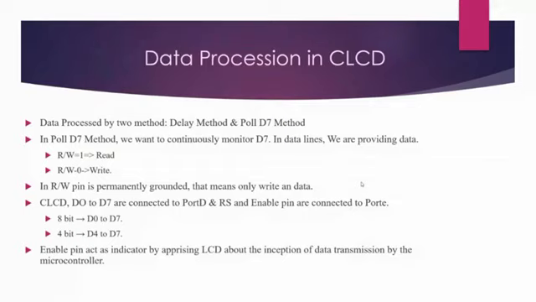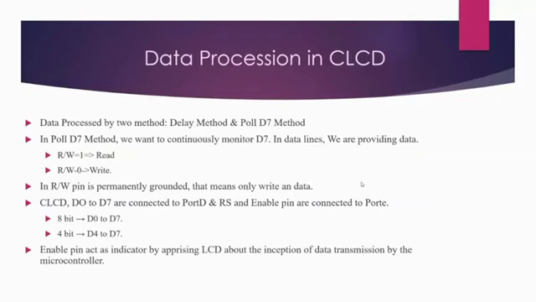In the CLCD, D0 to D7 are connected to port D, and the RS and enable pins are connected to port E. For 8-bit mode, it uses D0 to D7 data lines. For 4-bit mode, D4 to D7. The enable pin acts as an indicator, apprising the LCD about the inception of data transmission by the microcontroller.